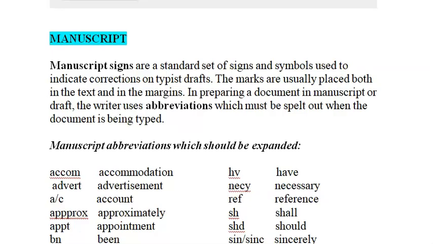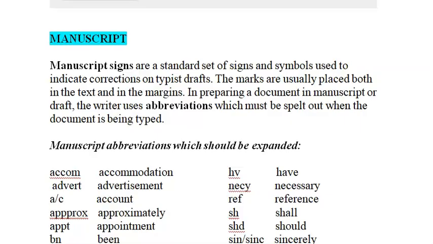Now, we start off with manuscript signs. Manuscript signs are a standard set of signs and symbols used to indicate corrections on typist drafts. The marks are usually placed both in the text and in the margins. In preparing a document, in manuscript or draft, the writer uses abbreviations which must be spelled out when the document is being typed. Alright, and I would have done many videos on manuscripts.